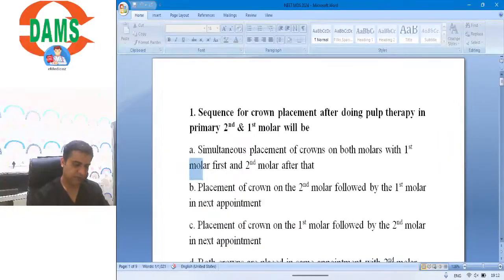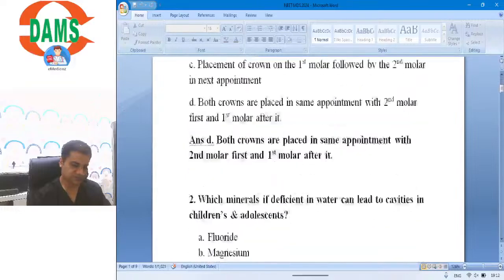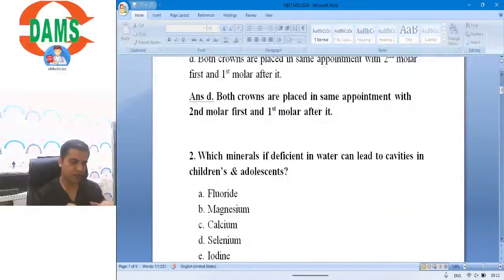Next question, very easy. Which mineral, if deficient in water, can lead to cavities in children and adolescents? In dentistry we know fluoride is a double-edged word. If it is more, it leads to fluorosis. If it is less, it leads to dental caries. So the ideal is 0.7 to 1.2 ppm depending upon the environmental area where the child is living. Okay?